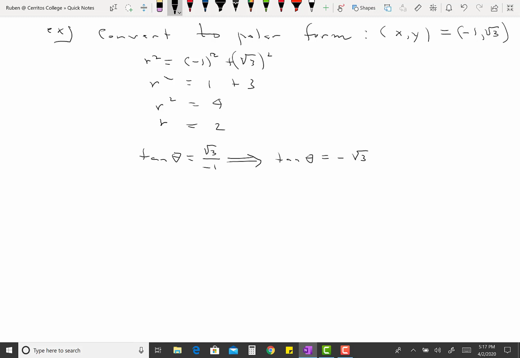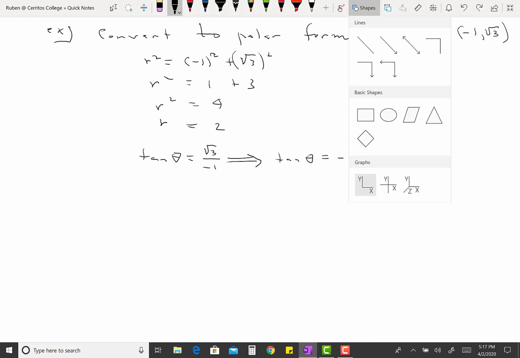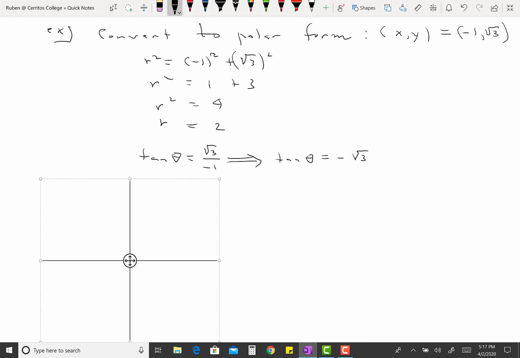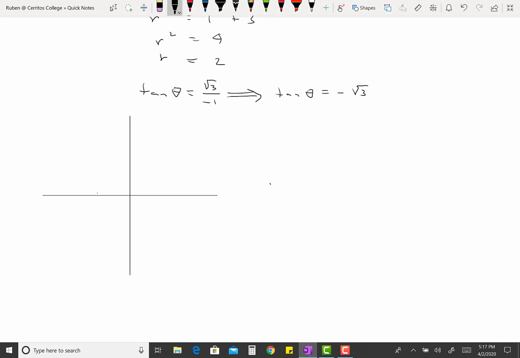So we have to do a bit of a reality check on this. In order to do this, you might want to consider graphing the actual point itself. So here's the point, negative 1, radical 3. Negative 1, radical 3 is in quadrant 2. So the angle that we need to get out of this for our theta has to be a quadrant 2 answer, or solution to this equation.